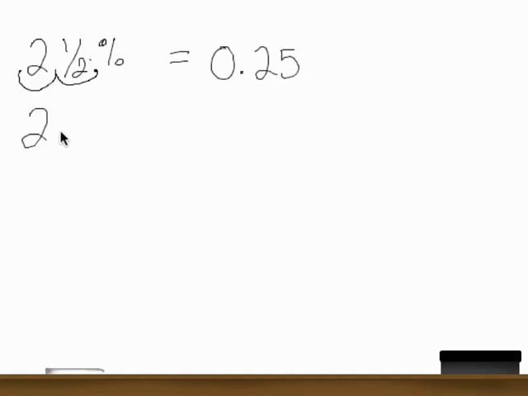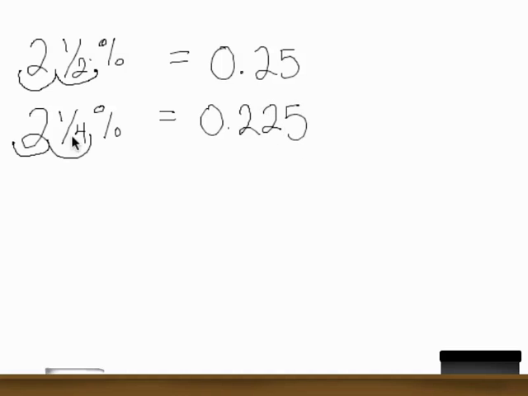Let's take a look at another one, 2 and 1/4%. Remember, 1/4% is 0.25. Moving the decimal over and tacking that 0.25 on. So we have 2.25 is the decimal value of 2.25%.